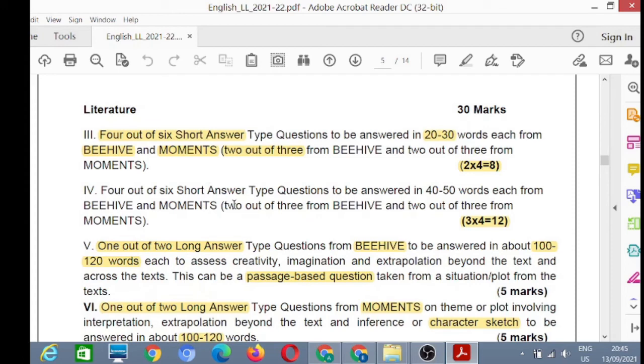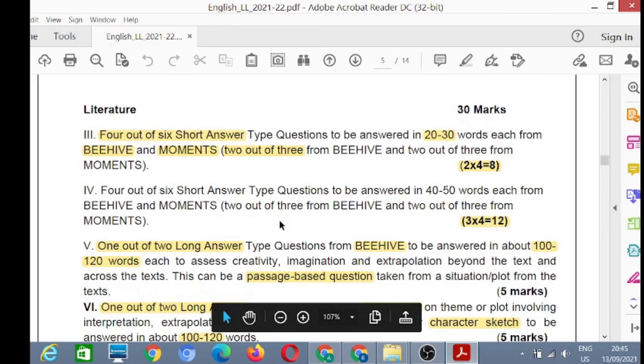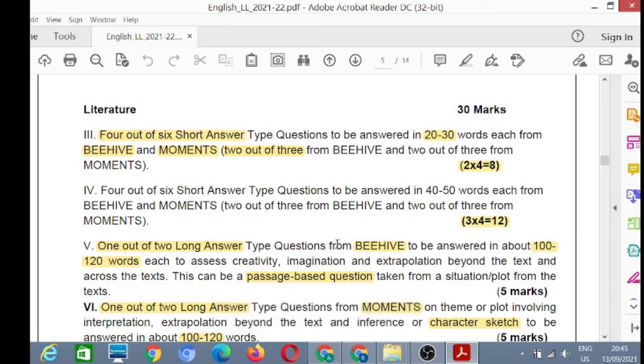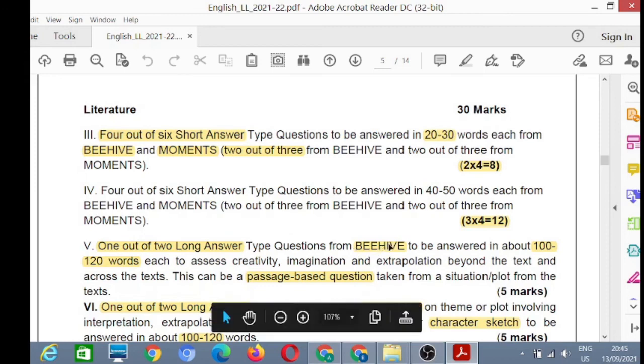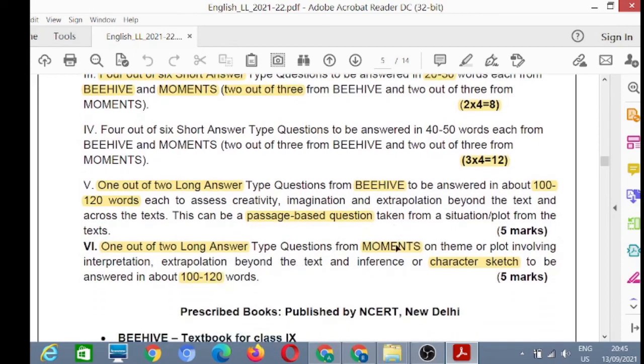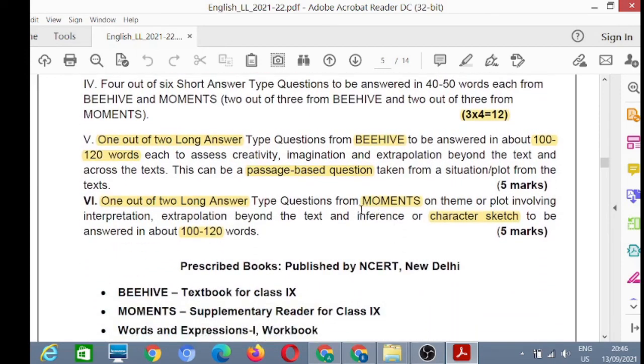Then we will have 3 marks questions. So 4 questions and each question will have 3 marks. Here the word limit is 40 to 50 words. Then the third type of questions are 1 out of 2, and 1 question of 5 marks. This is from the first book. Now we will have another question of 5 marks from the second book, that is Moments. So you will have 2 questions of 5 marks each. And in these 2 questions, you will have a choice, 1 out of 2. Okay. So this is the syllabus of second term.